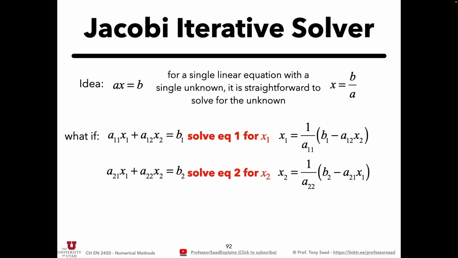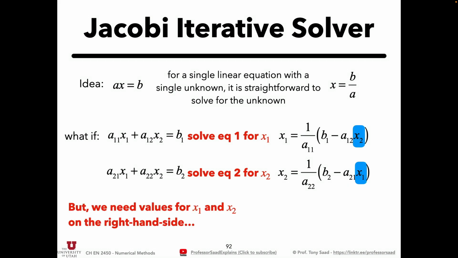Okay? That's still the same system. We haven't done anything, but what's the point, right? We still don't know what x2 and x1 are, because x1 is that equation and x2 is this equation. It gets really tautological and circular. But this is where numerical methods come in.